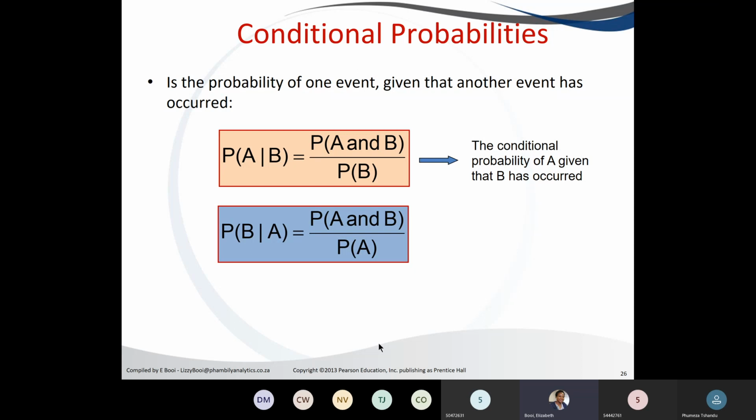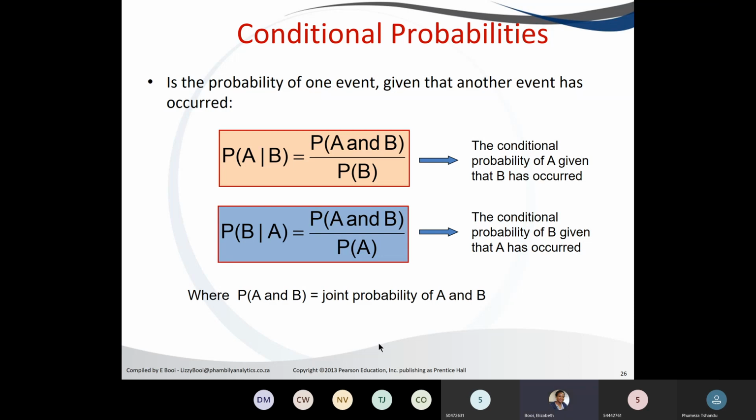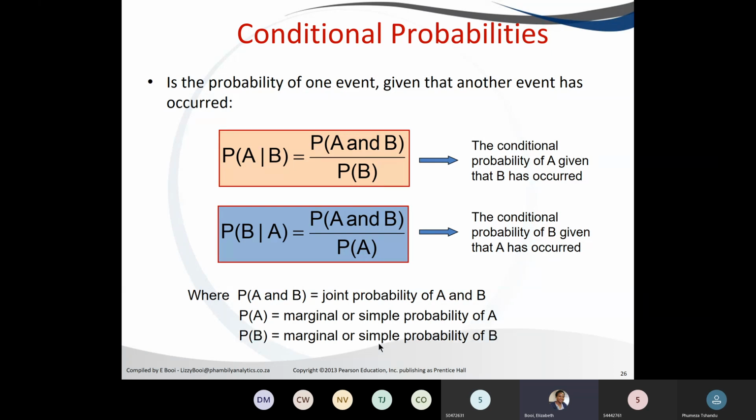And we can also interchange. The probability of B given A is the same as the probability of A and B divided by the probability of A. And this will be the conditional probability of B given that A has occurred. The probability of A and B is your joint probability, remember that. So it will be the joint probability of events A and B divided by the given probability. And the probability of A will be the marginal or simple probability of A, and the probability of B will be the marginal or simple probability of B.